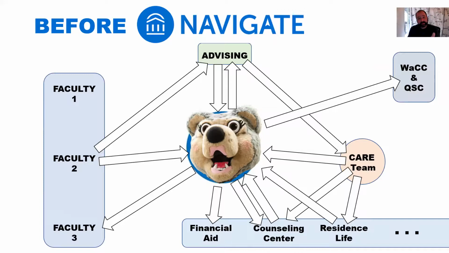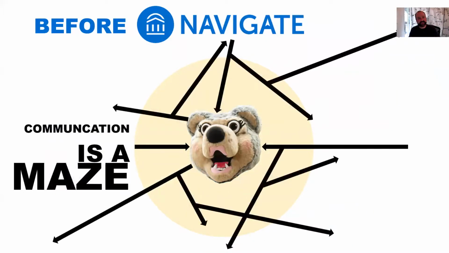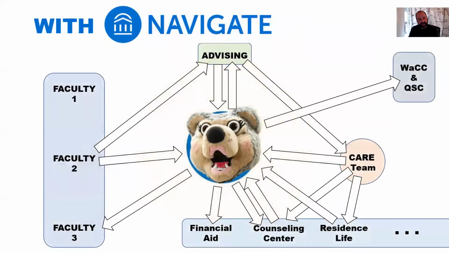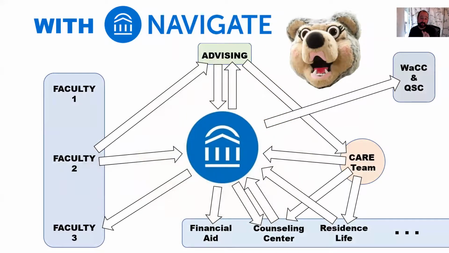The issue is, all these various groups had some communication, but not a structured, unified communication, right? We weren't really talking to each other. And we were putting a lot of reliance on Holly to be the kind of communication hub for all these various support structures, right? So the student is the hub before Navigate, and the communication is a little kind of confusing, okay? With Navigate, we move Holly off to the side, and Navigate becomes the hub.